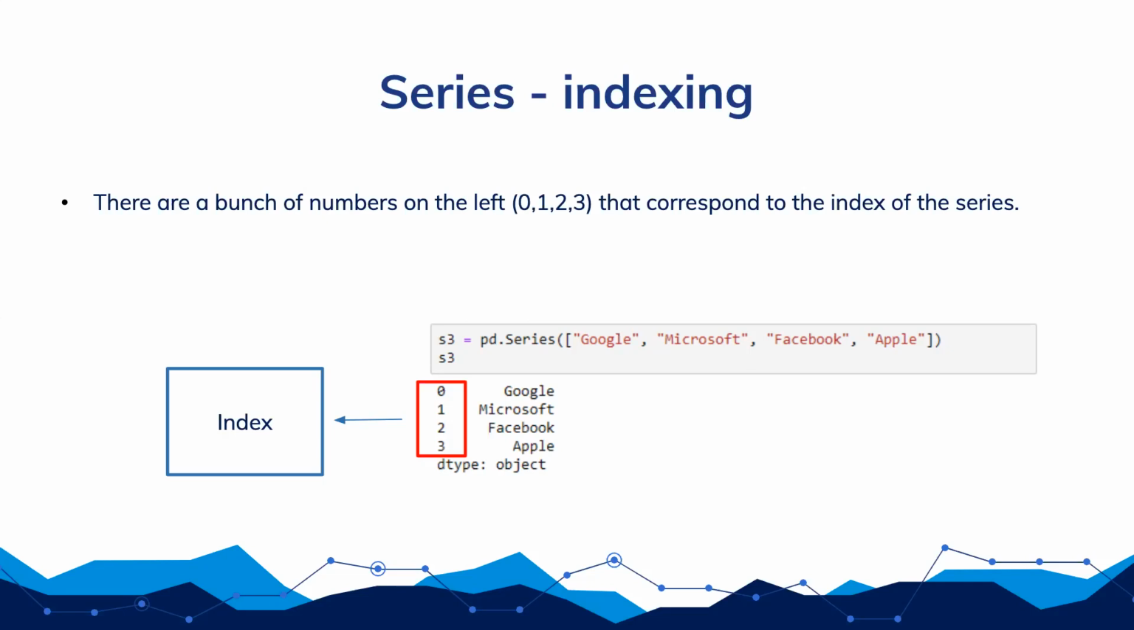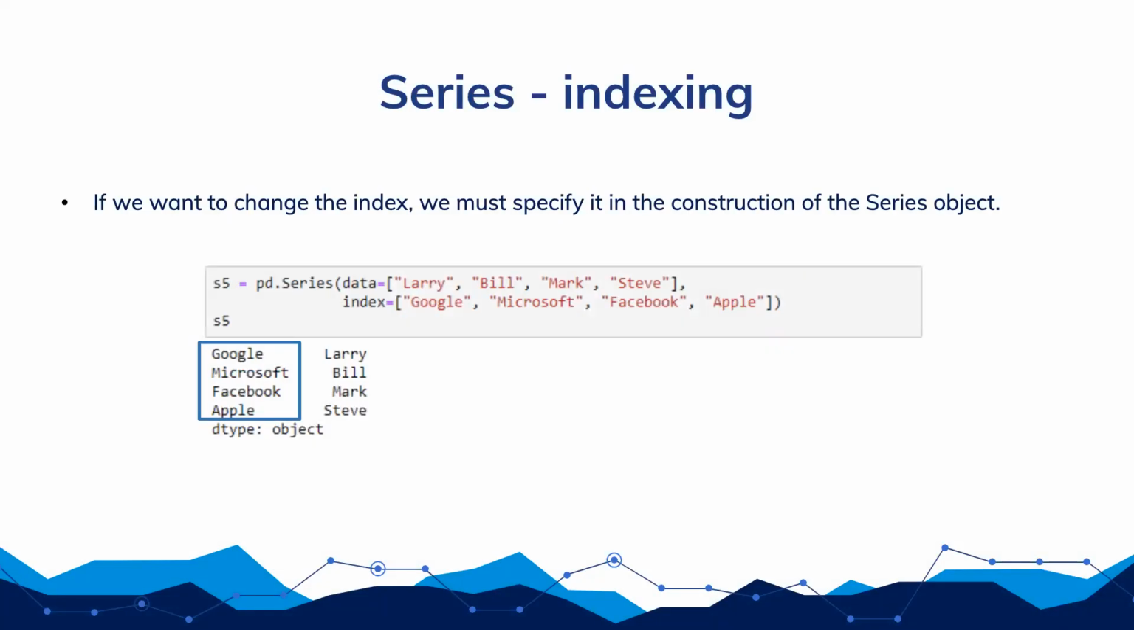You can also say what kind of index you want. So for example, in this case, you create a series and you put data. In the data, you put the elements that you want your series to have. And then you can also use a parameter called index, where you put a list of what you want your index to be. So in this example, Larry has the index Google and Bill has the index Microsoft.